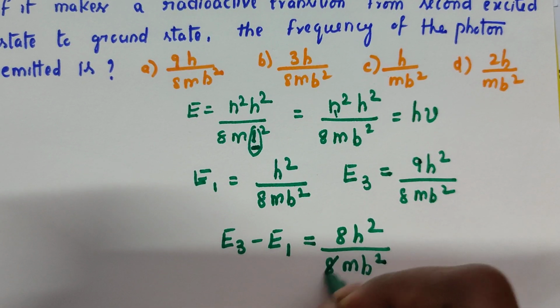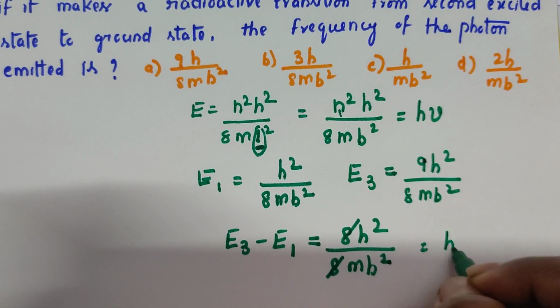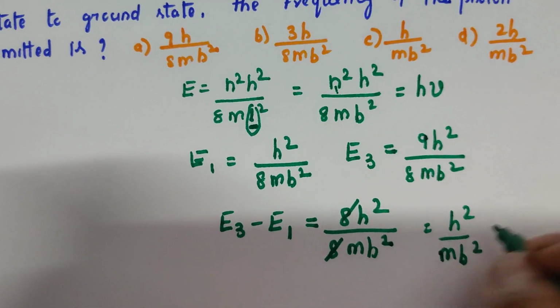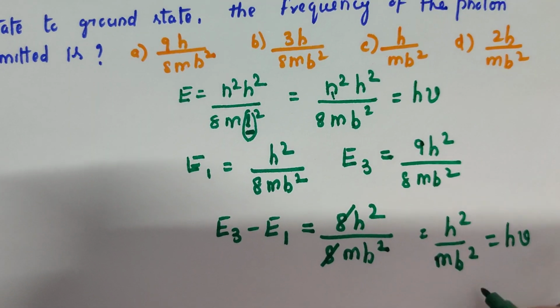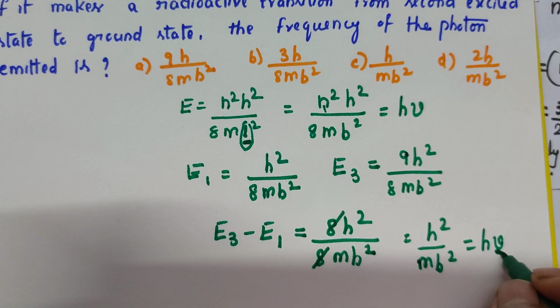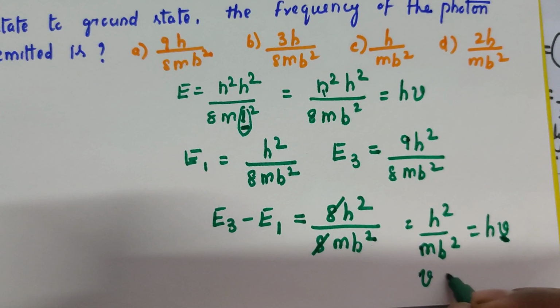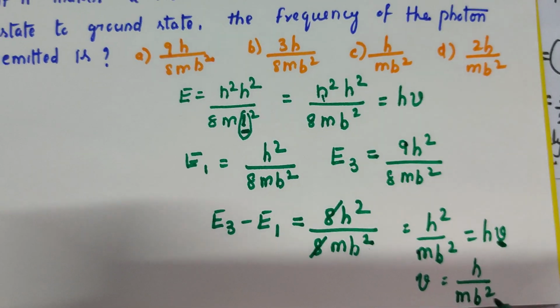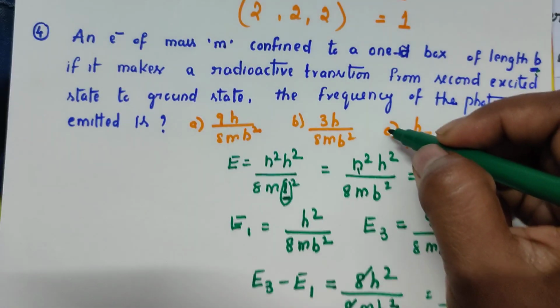Now if you cancel the 8s, you get h square upon m b square, and this equals h nu. But they are asking for the frequency of the photon, so nu equals h upon m b square, right? So option C will be the right answer.